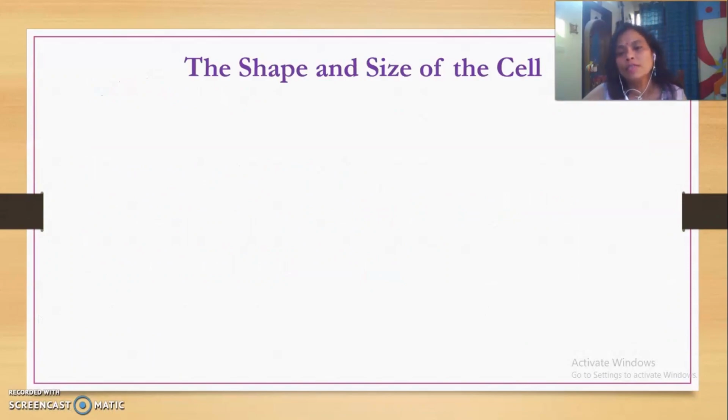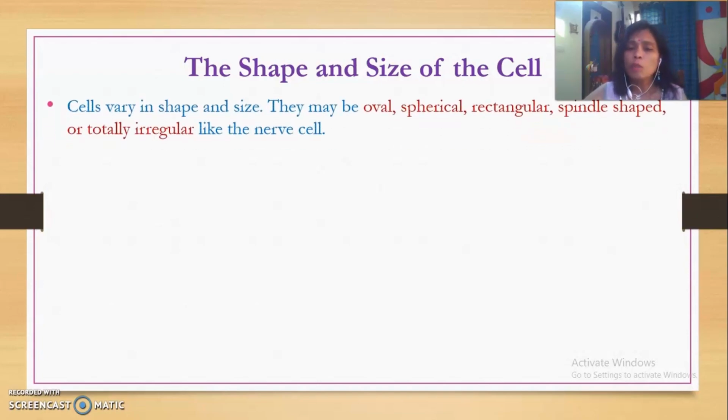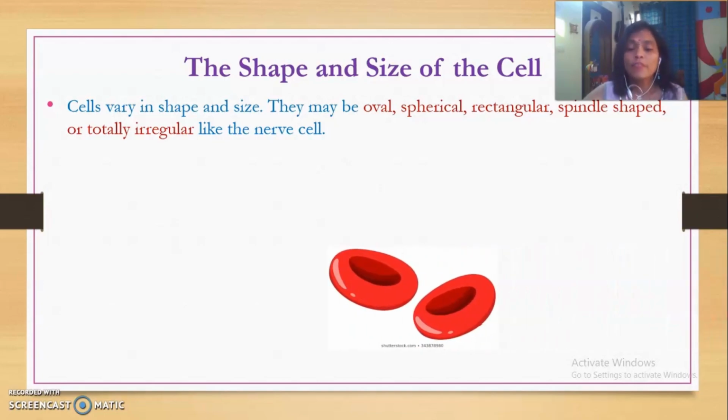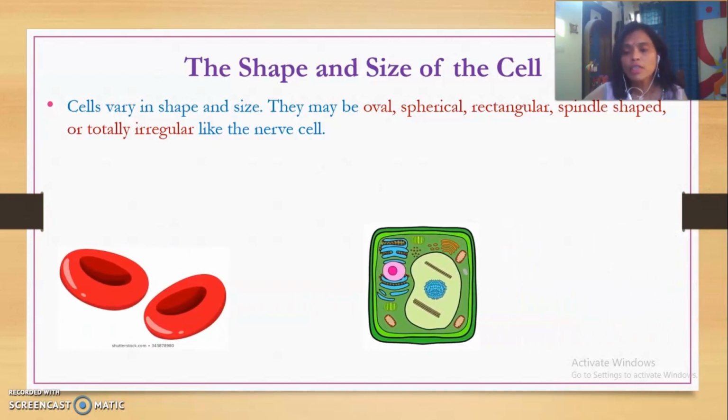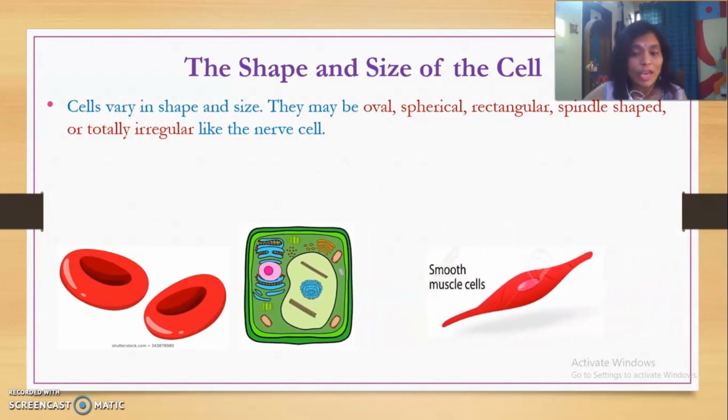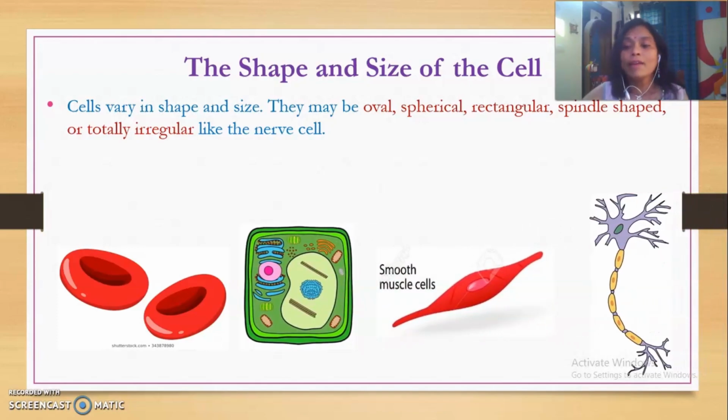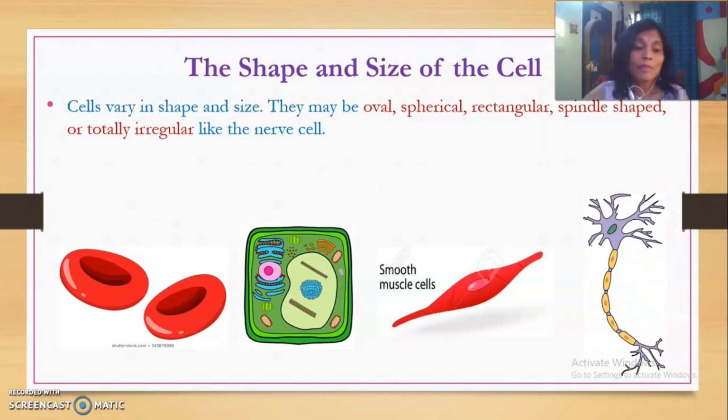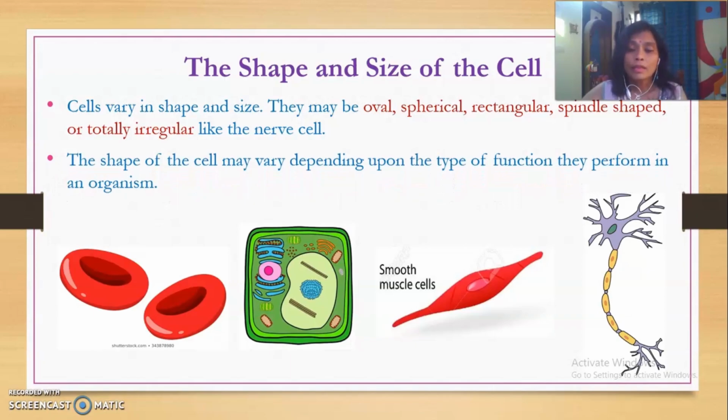Next we move on to the shape and size of the cell. Cells are of a variety of shapes and sizes, from very small ones to larger ones. They are either oval, spherical, rectangular, or spindle in shape, and even irregular in shape. The same examples are here on your screen. These shapes depend upon the different types of functions, that is, what type of function a cell is doing also determines its shape.